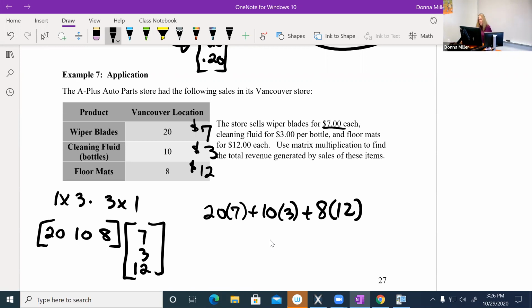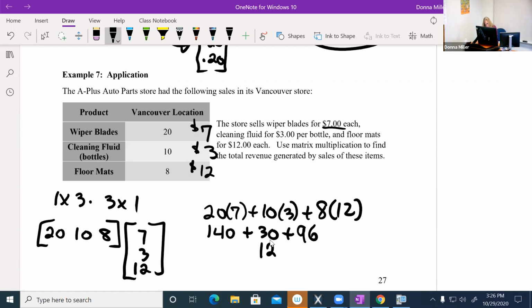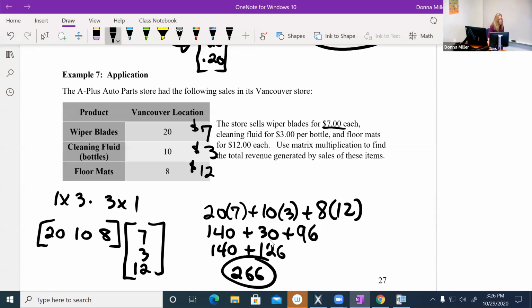That's the thing that bugs me a little bit. But 20 times 7 is, let's see, 140. That's 96. I end up with 266. Yeah. Okay, so a little bit of math.